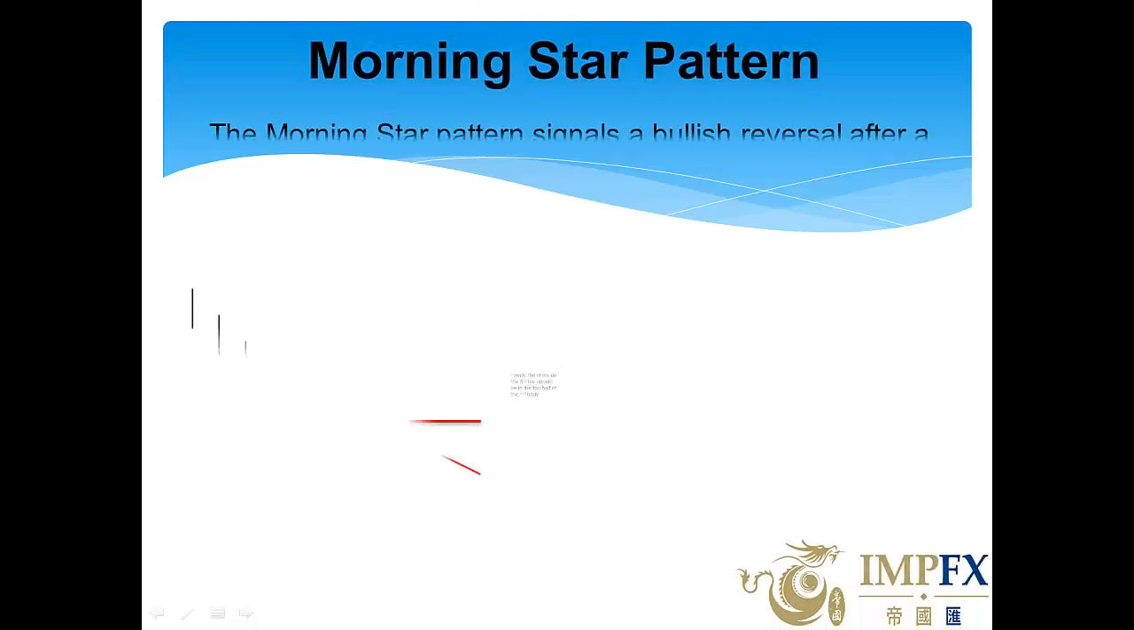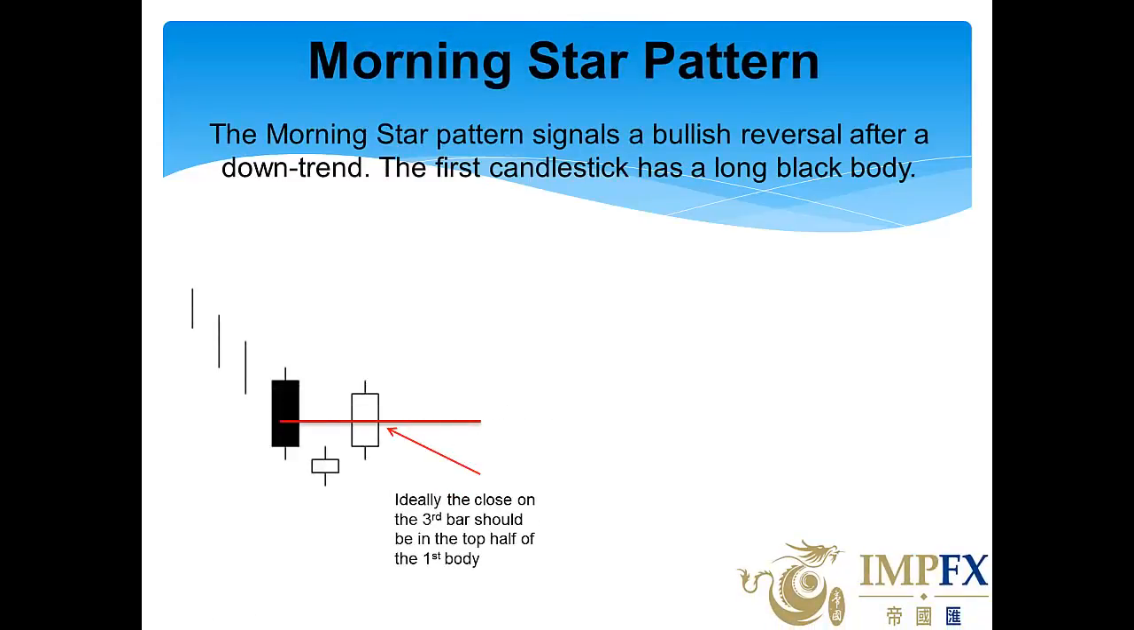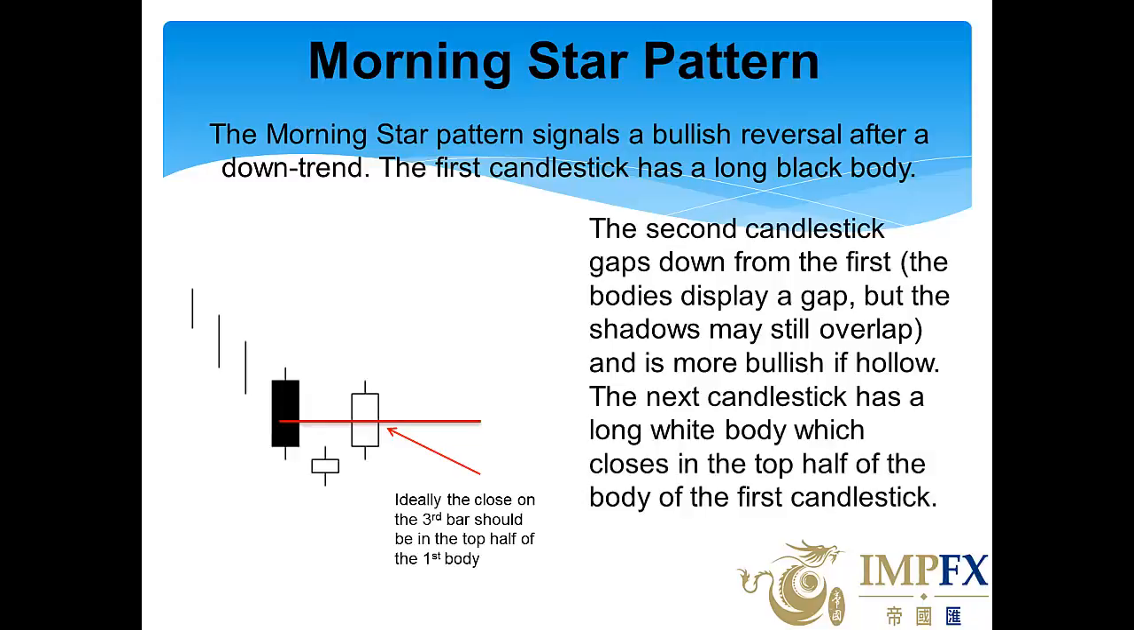The Morning Star pattern. The Morning Star pattern signals a bullish reversal after a downtrend. The first candlestick has a long black body. The second candlestick gaps down from the first. The body displays a gap, but the shadow may still overlap and is more bullish if hollow. The next candlestick has a long white body, which closes in the top half of the body of the first candle, as you can see here. So we've got a downtrend, a small candle at the bottom, and then a stronger move comes through and closes halfway across, which gives you that morning star in this instance.